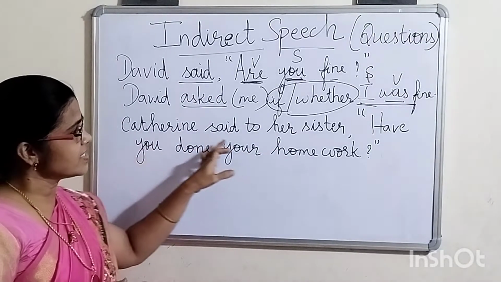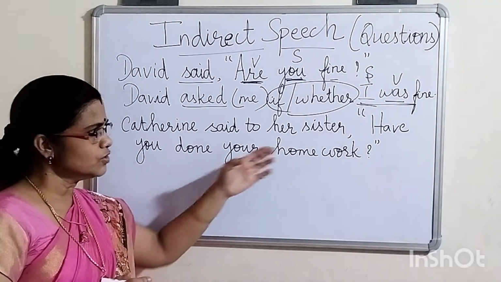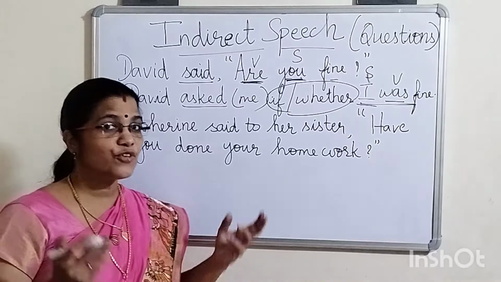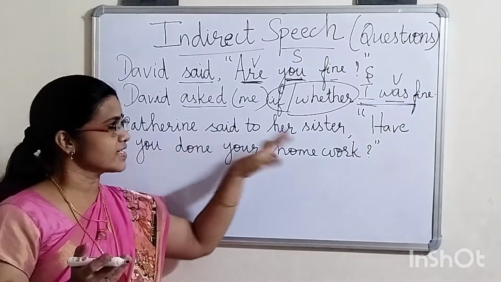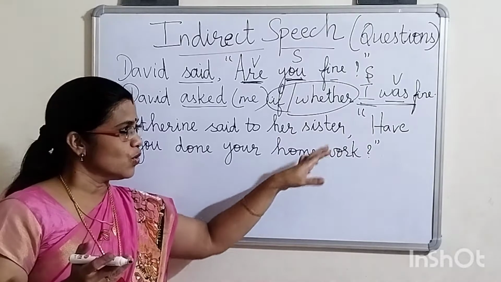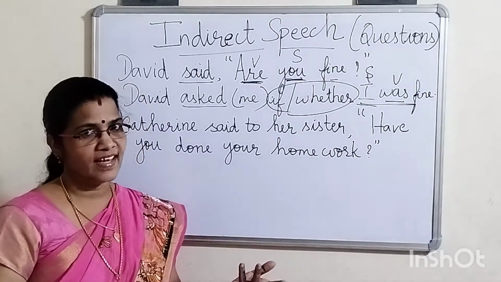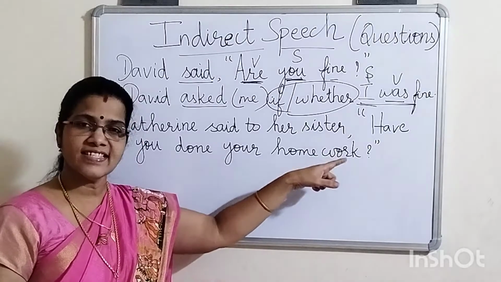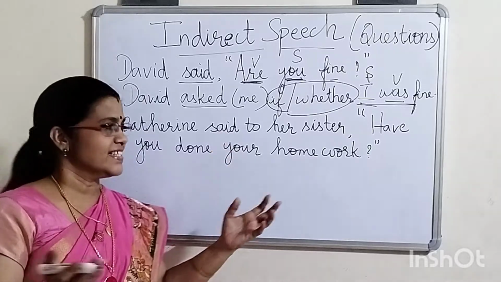Catherine said to her sister, "Have you done your homework?" So even for this question, have you done your homework? Yes. So Catherine is asking this question to her sister. For this question, obviously the answer is going to be yes or no, and hence it is a yes or no question. So how are you going to change this into indirect speech?